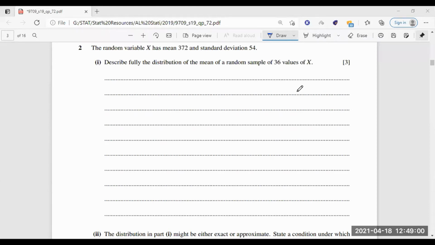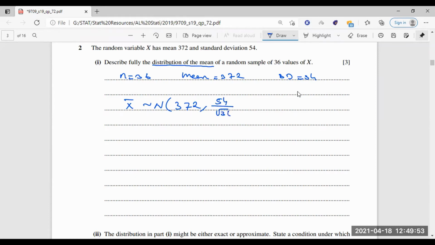The random variable x has mean 372 and standard deviation 54. Describe fully the distribution of the mean of a random sample of 36 values of x. Here we know that n is 36. We have the population mean 372 and the standard deviation of 54. Now we are going to describe the distribution of the mean. So x bar follows a normal distribution with 372, comma, 54 over root of 36, which can be written as x bar following a normal distribution with 372, 9.